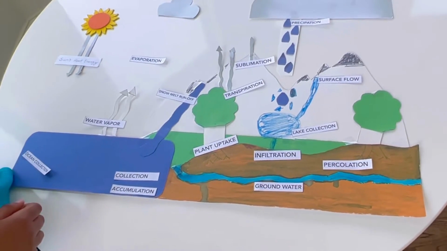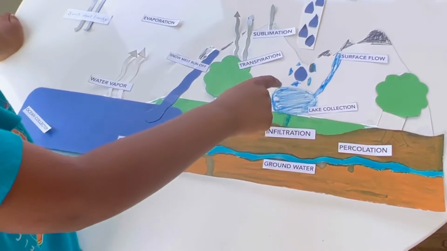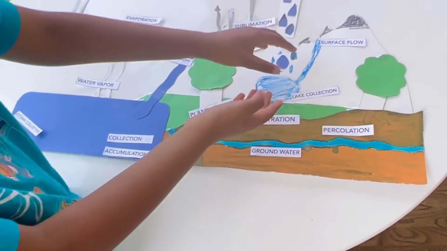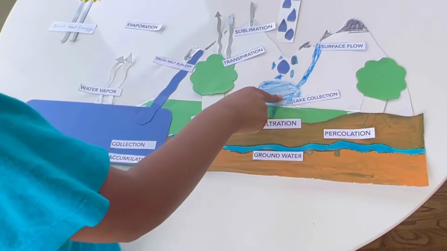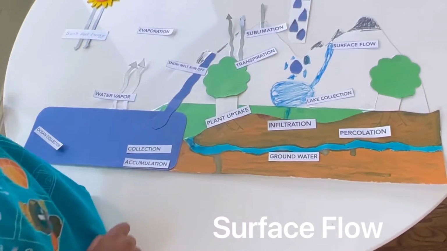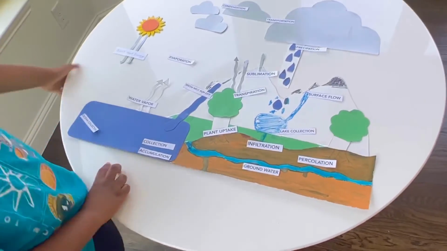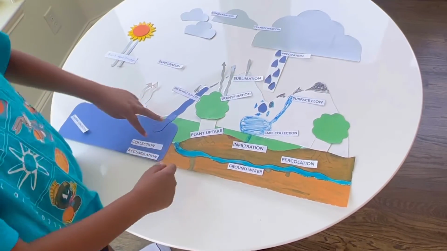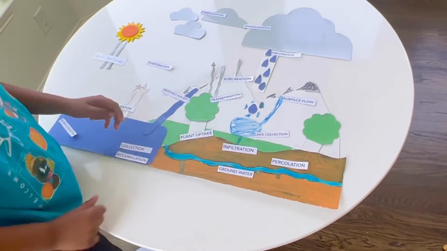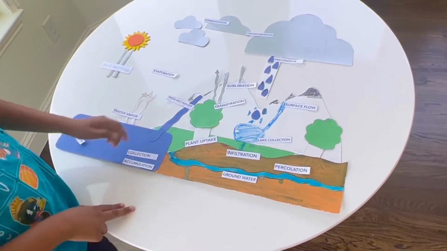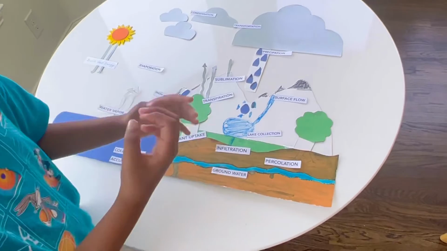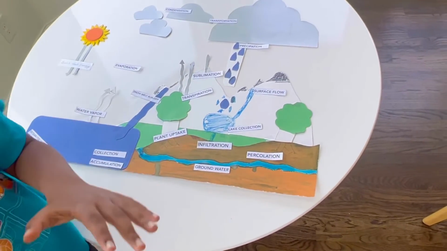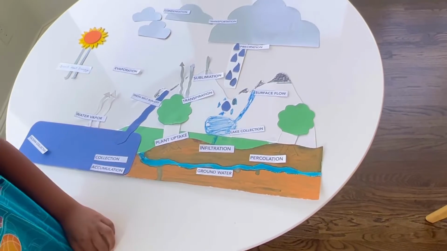Then next is surface flow. Surface flow is when the rainwater flows through the mountains individually and goes to a lake. Whenever the rainwater precipitates, it lands in these water bodies or it falls on land. Whenever the water goes into the ground, this is called infiltration.